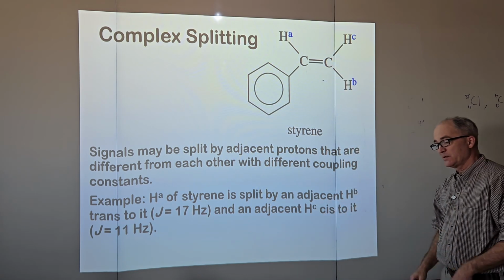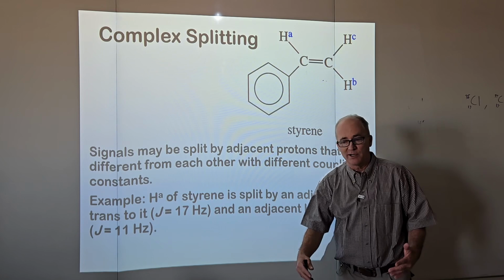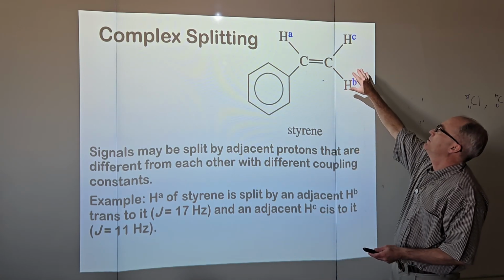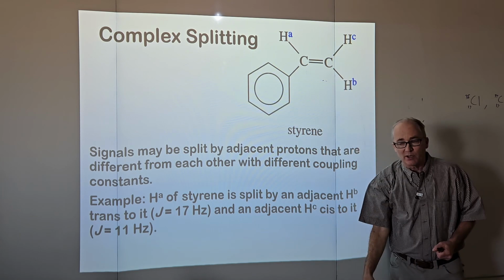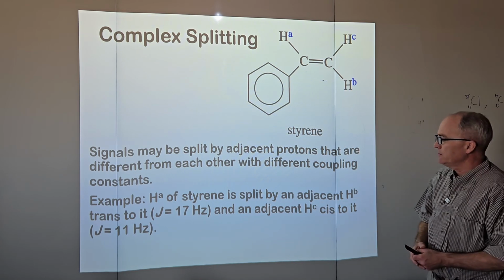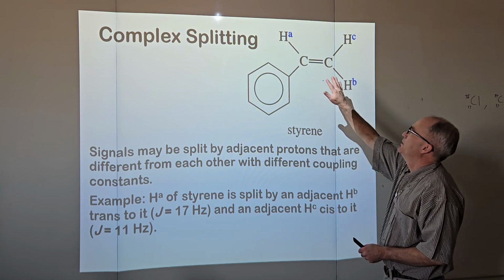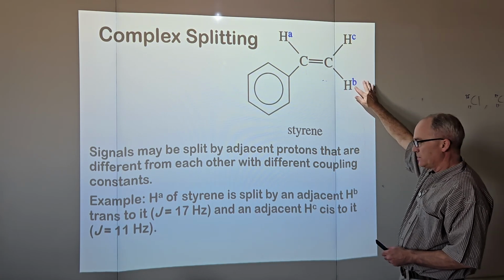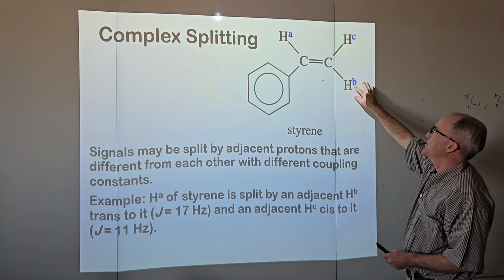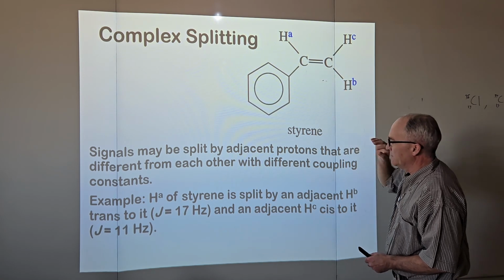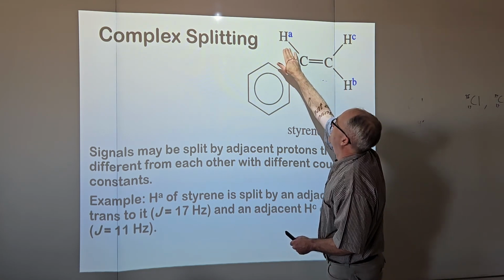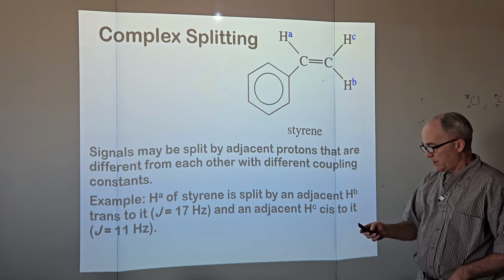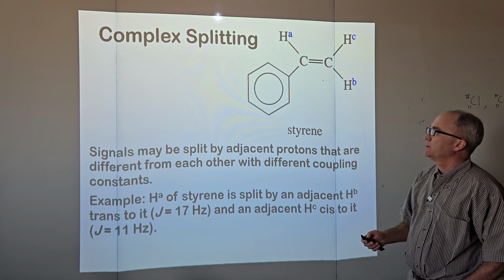So we saw most of the splitting we observe is 3 bonds away, from protons on adjacent carbons. But here we see protons on the same carbon splitting each other. So here, this proton is split by this proton, and it has a coupling constant of 17 hertz. And it's also split by this proton, and we have that 11 hertz coupling constant.